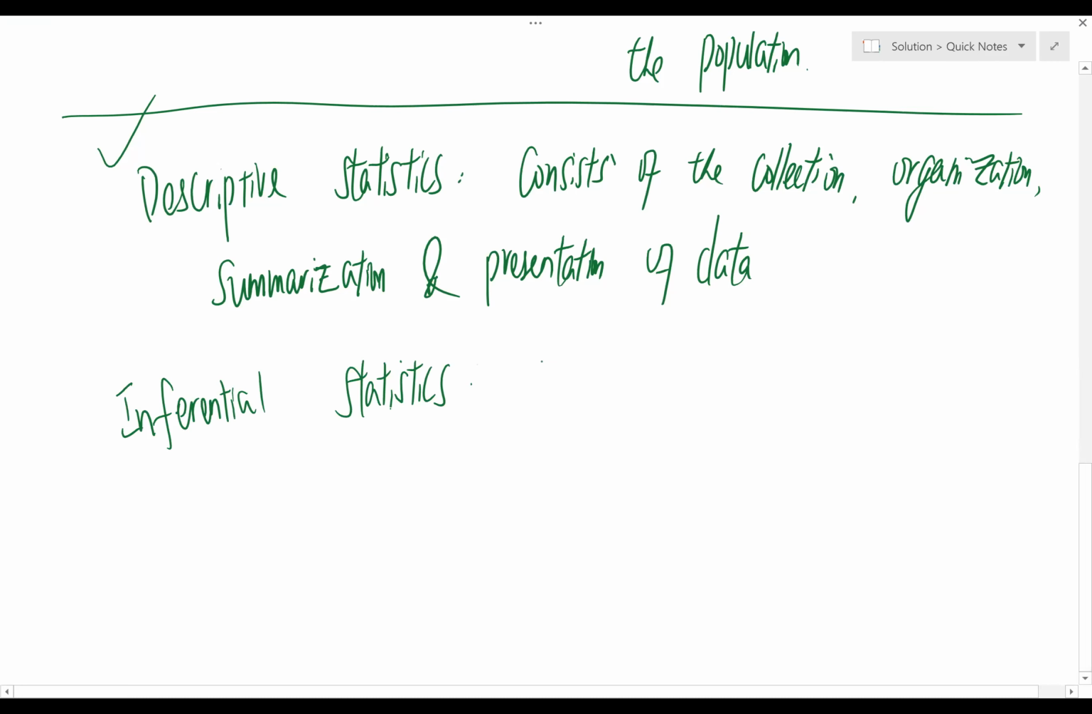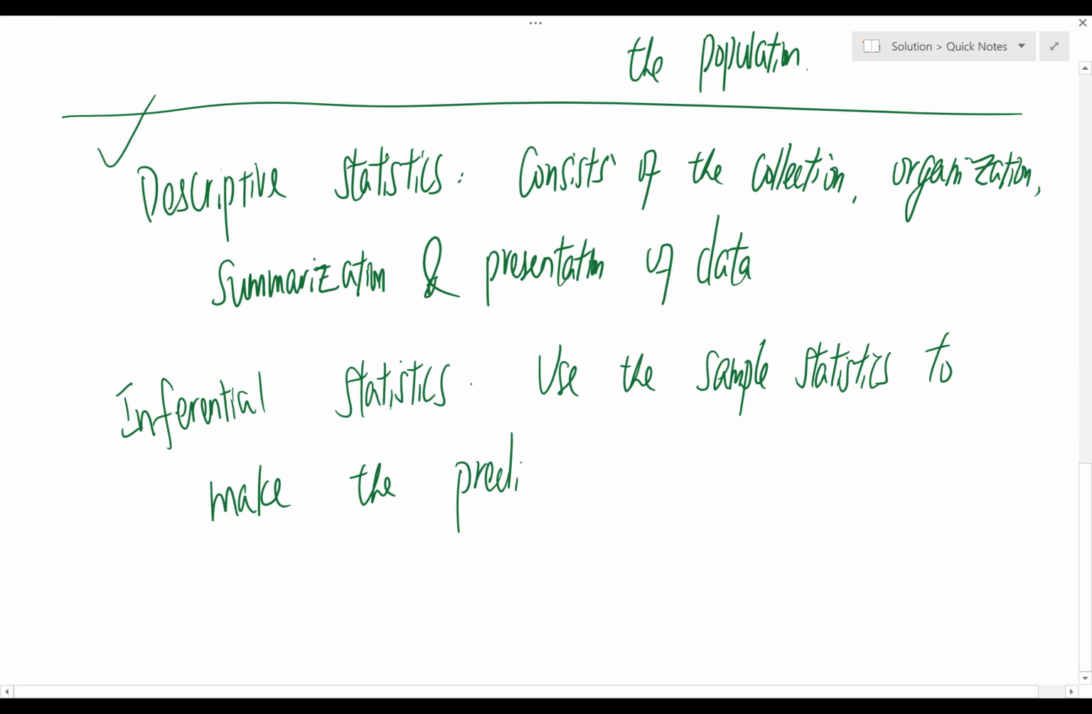So we will use the sample statistics to make the prediction about the population parameter. So you are predicting the population using the sample, right? That's basically what we are doing. Okay.